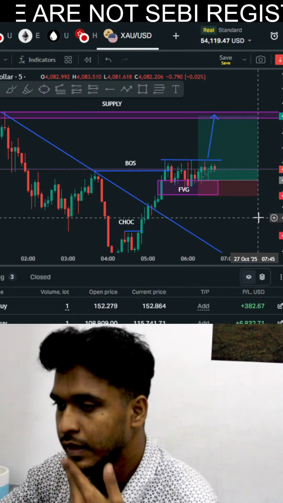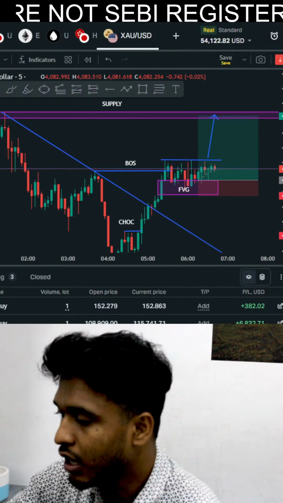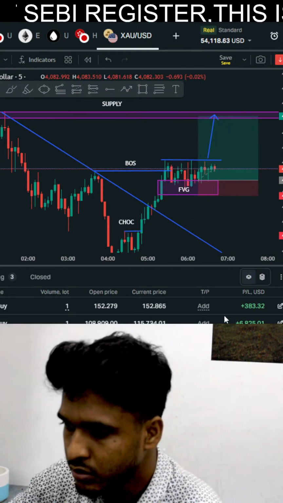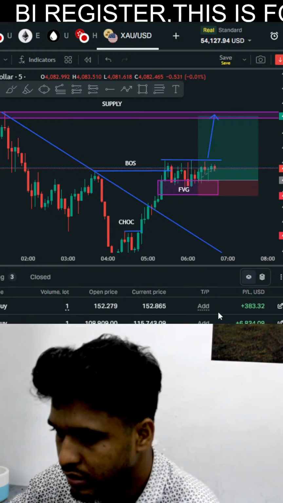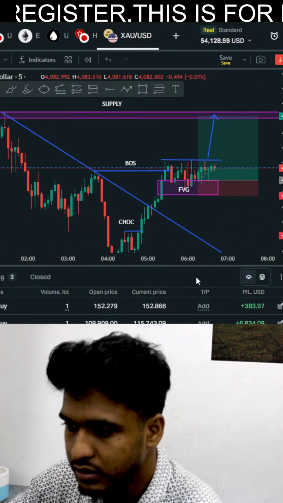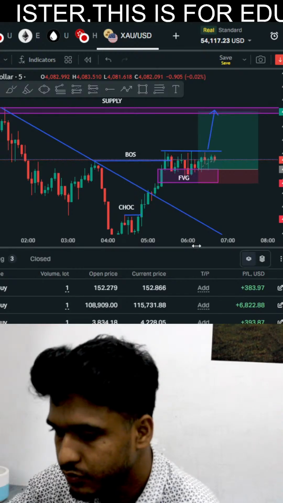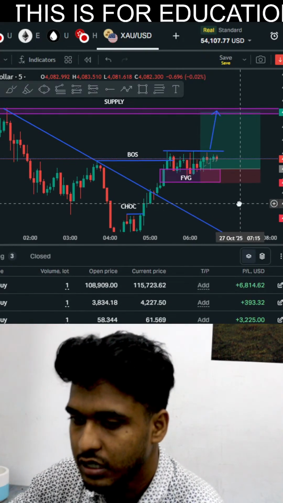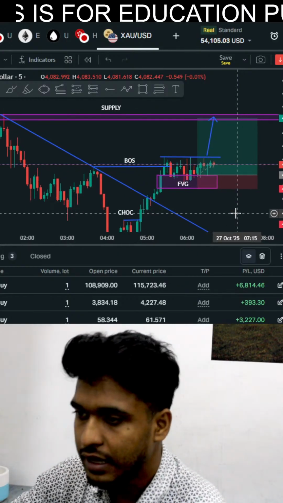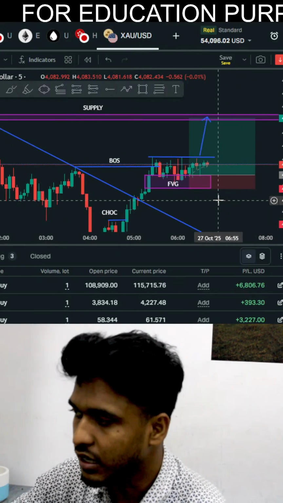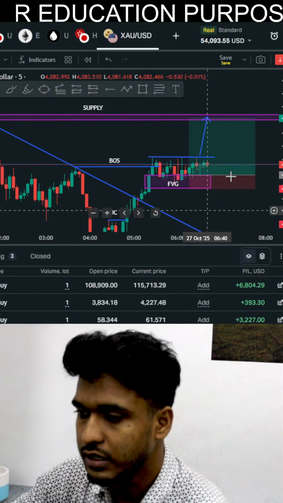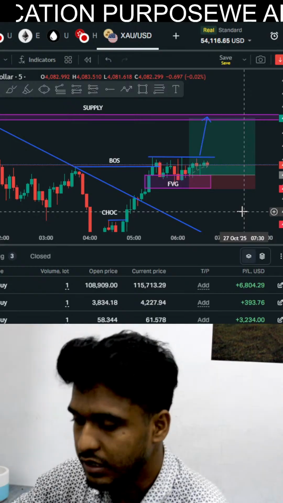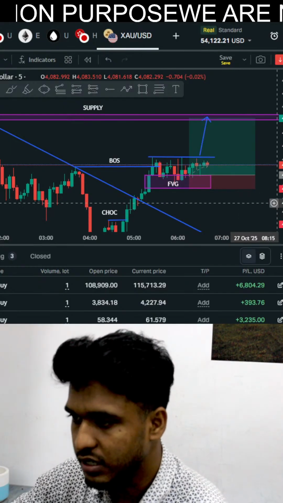Let me know whether you have entered in a buy or a sell. If you have taken any trade, it is better to tell us so that we would know how many of you have taken a trade. I have taken 4 trades and these 4 trades are continuously running, and some of my trades have been shared in our Telegram and we took them personally.